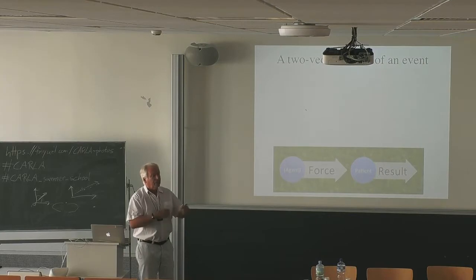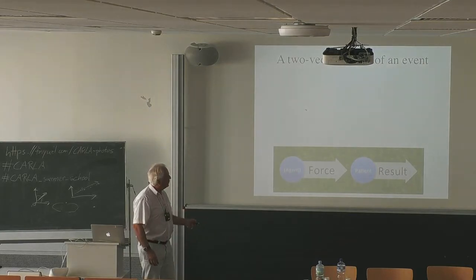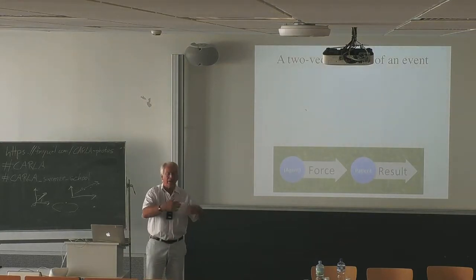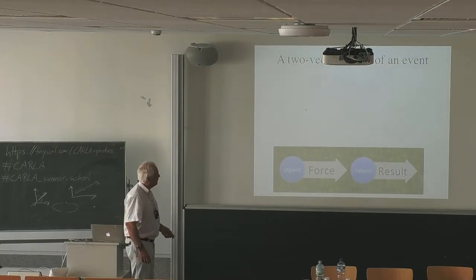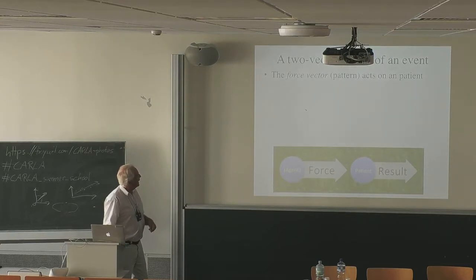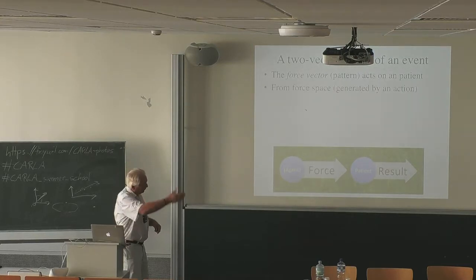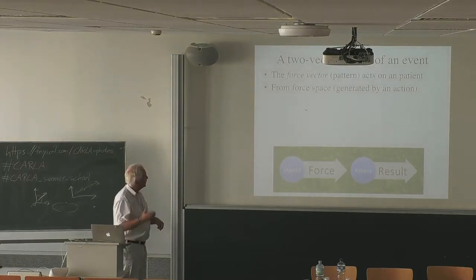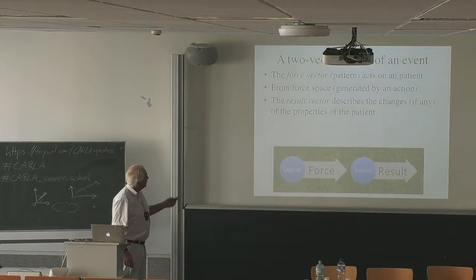And as a result, something happens to the patient. I mean, the result is some change in the patient. It might be the location of the patient, it might be some other properties of the patient. These are all the basic components of the model. So the force vector acts on a patient, or a force pattern if you like, and this comes from force space generated by an action. I already said this, it describes the changes.